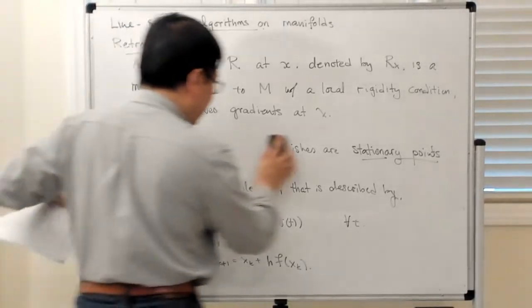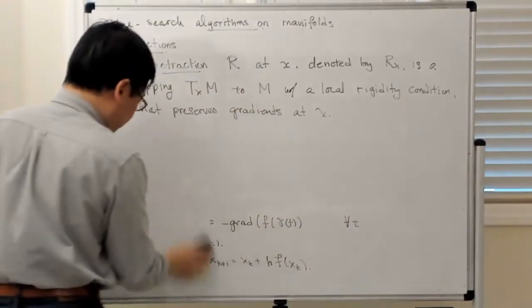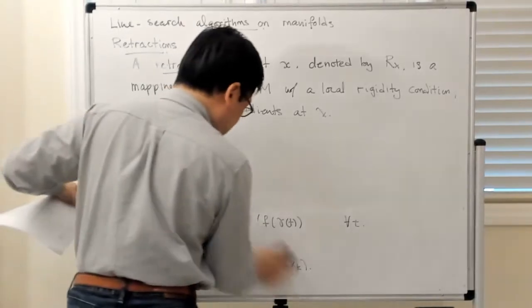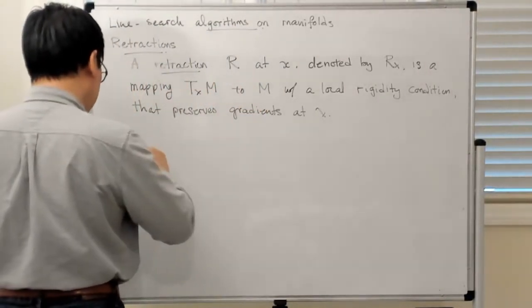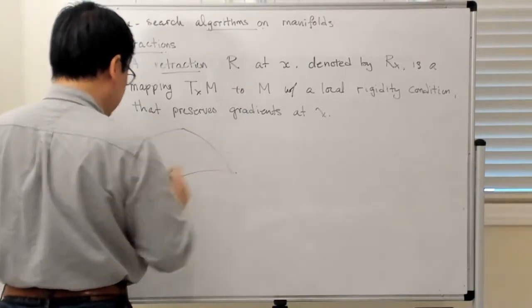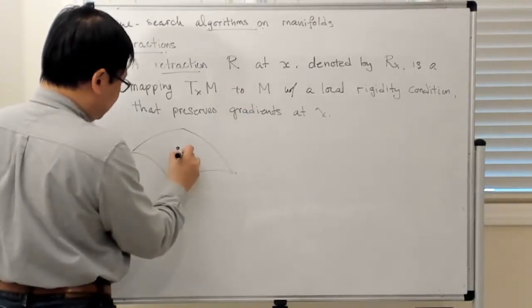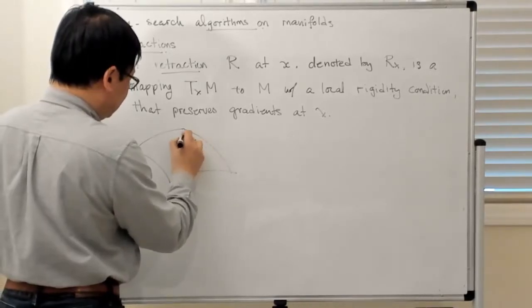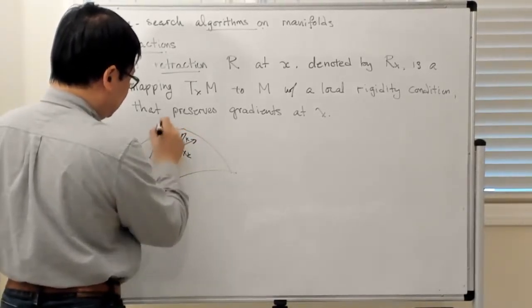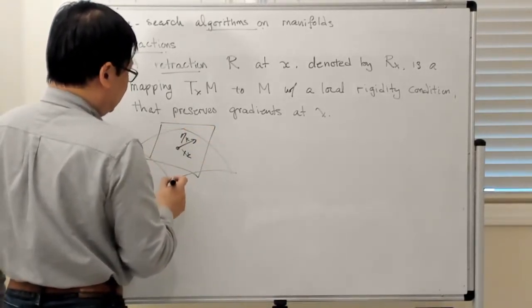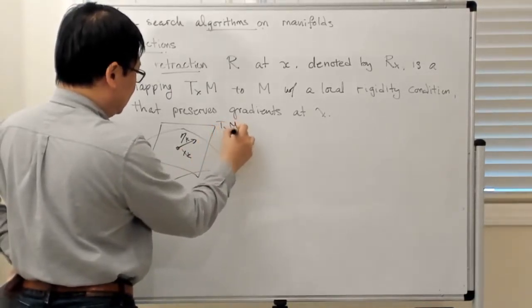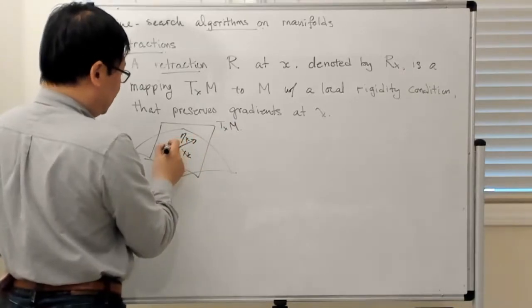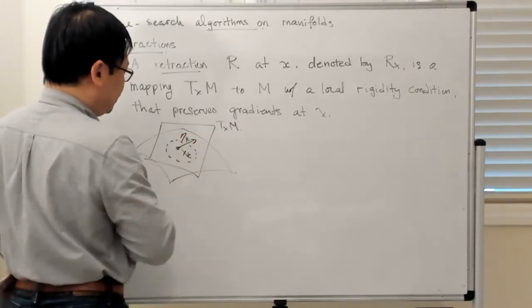So what do I really mean by that? What I mean is the following. What's the picture here? Say again you have x_k, and you have a vector eta_k, which is in the tangent space. What you want to do, in essence, is look at T_x M and identify it with some neighborhood of points on M.